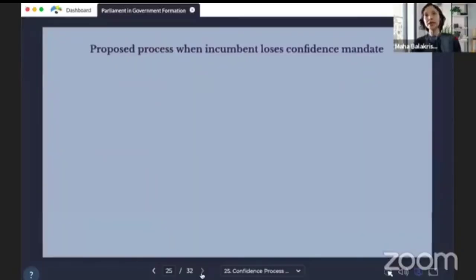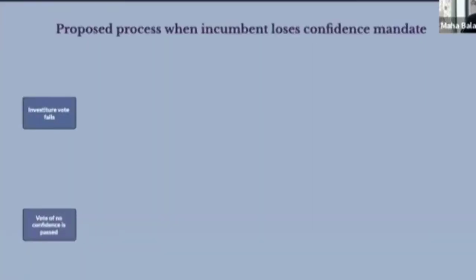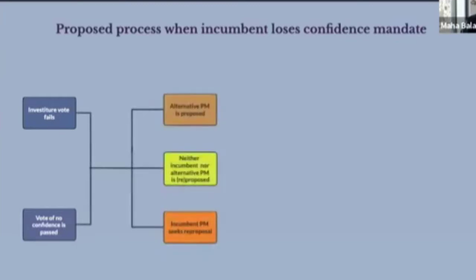Okay, so another chart, because I think it might be easier to scheme out how confidence and no confidence votes work. So we have two possible outcomes, right? One is if a PM, after appointment, fails to win an investiture vote in the Legislative House. Second, if a vote of no confidence is passed against the PM or the CM. Now, if this happens, we can have three outcomes.